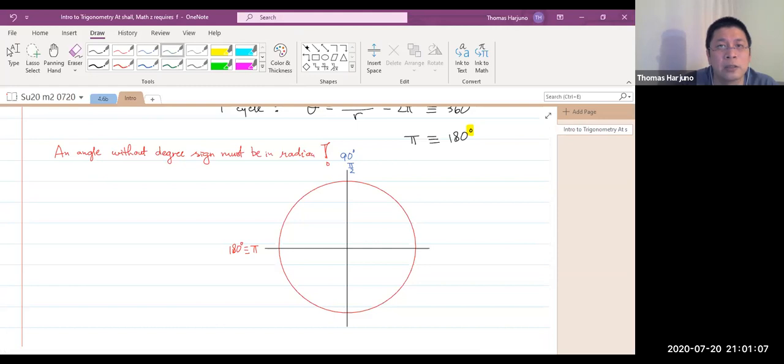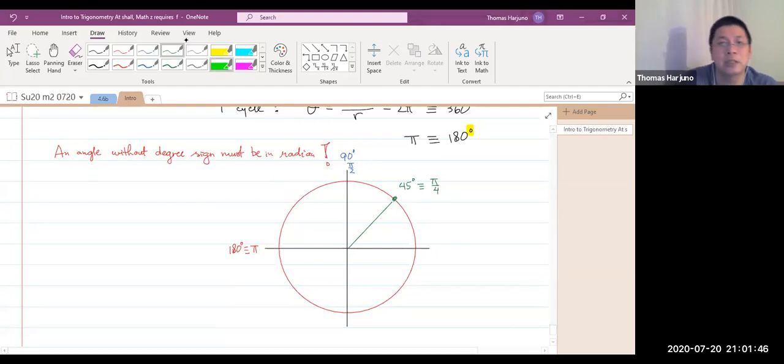45 degrees is half of that 90 degrees. Now that corresponds to pi over 4. Now try to picture that though. The key is 180 degrees is pi. So when you divide by 2, that's 90 degrees. Divide by another 2, that's 45 degrees. So that's pi over 4.